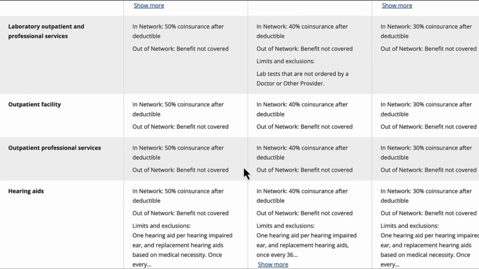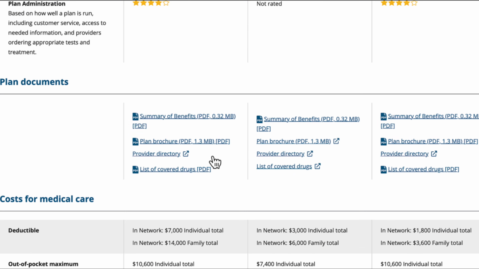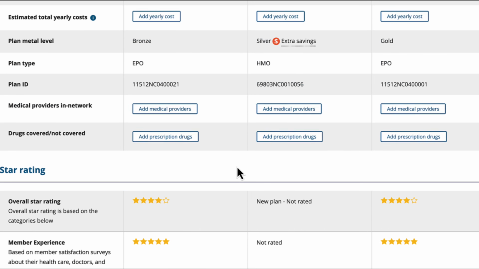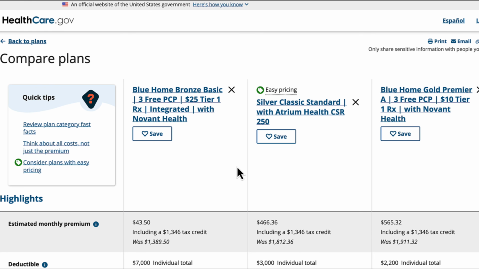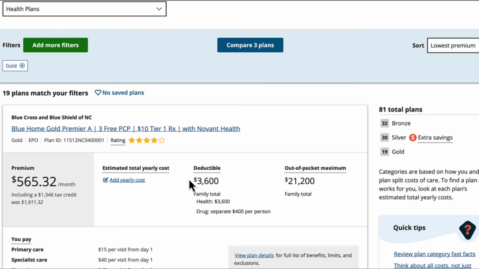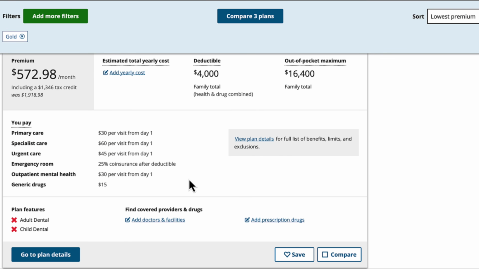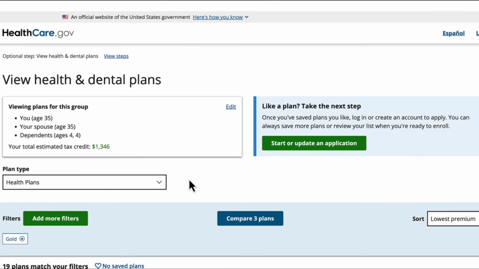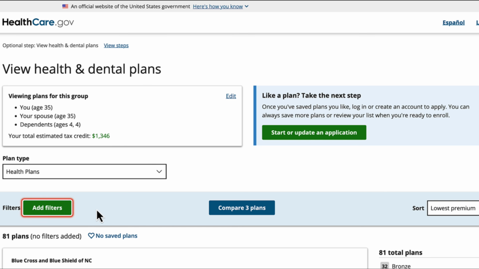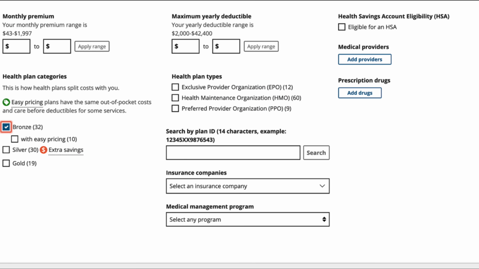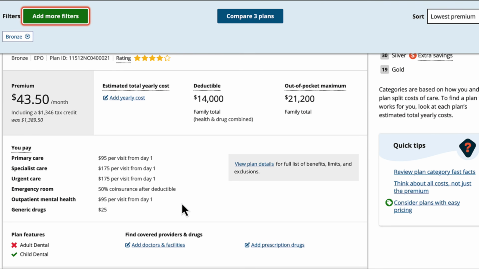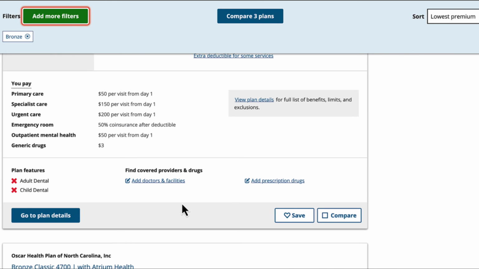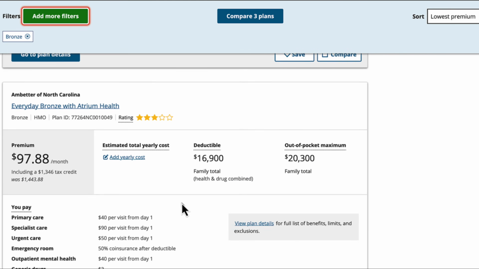And you can usually find more accurate information in the summary of benefits, plan brochure, provider directory, list of covered drugs, etc. So these are some of the most important things that you need to look at when you are comparing plans. Let's go back to plans really quickly. I do want to see if I can find some of these plans that don't have, I did want to explain that to you. Actually, I'm going to look at a bronze plan because that's more likely. Okay. I did want to show you this as well. Let's see if I can find this. And who knows, maybe I can't.